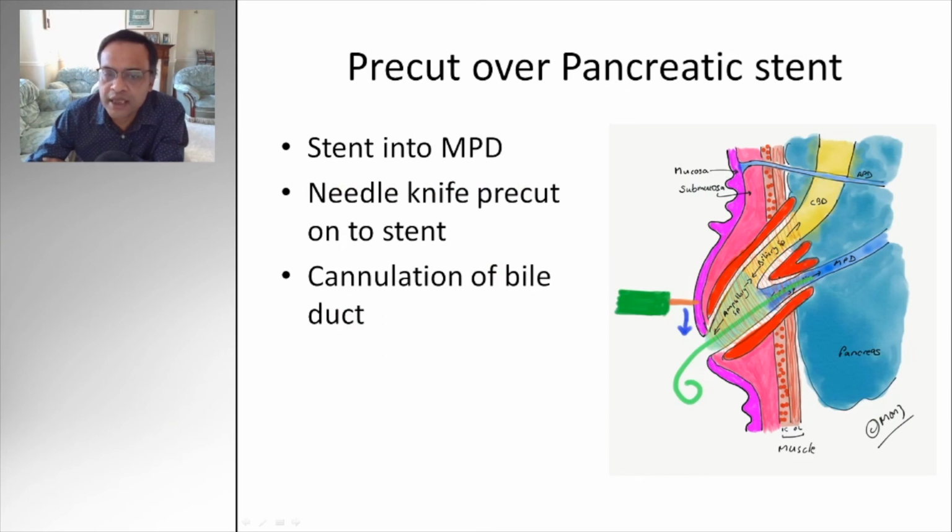The next method is precut over a pancreatic stent. We have shown previously that if you put a pancreatic stent in before cannulating the bile duct, then the entrance of the bile duct is narrowed. To widen it, we can use a needle knife to cut down onto the stent and then cannulate the bile duct after this precut.